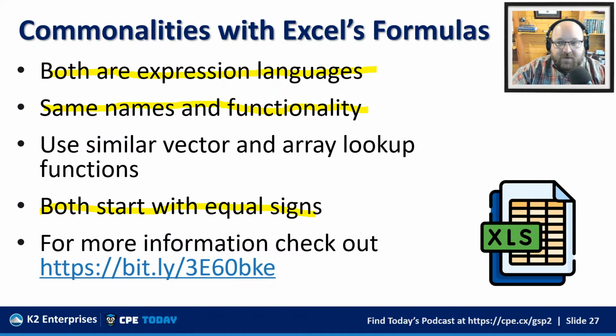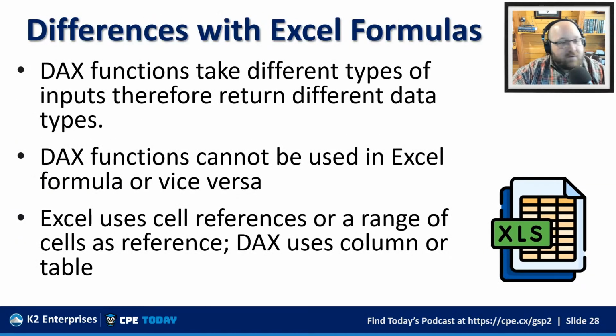Now, there are a couple of differences, though, with Excel formulas. DAX takes different types of inputs, and therefore returns different types of data. DAX, for example, when you make a calculation, it does the calculation across the entire column. There's no way in DAX, for example, to say, well, do this calculation for rows 1 through 6 and then do a different calculation for rows 7 through 10. It just doesn't work that way. When you do a calculation inside of DAX, you're doing it for the entire data set.